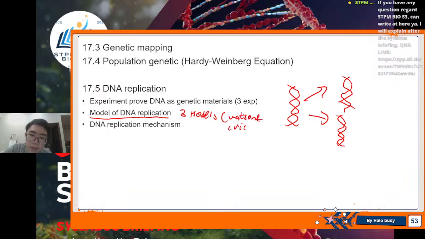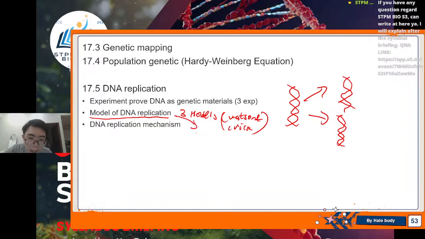Yang ni two scientists ni familiar right? In semester 1, mereka dua-dua ni dia propose DNA model right? And also dia also propose DNA replication model. It propose 3 types of model, but dia pun tak tahu model yang apa? Yang mana satu model ni is the real DNA replication mechanism. Dia pun tak tahu. Kerana dia anggap tiga model ni akan berlaku dekat DNA replication. So dia pun tak tahu.